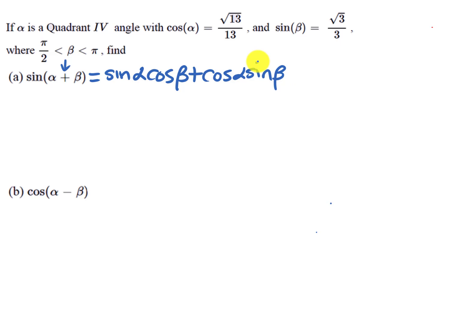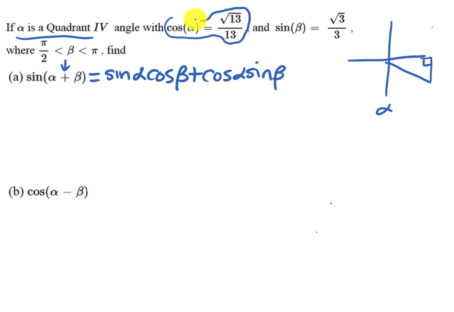Now, with the information we have, let's draw a couple triangles. First, we will do alpha. It is in quadrant 4. So we'll draw a triangle in quadrant 4, and we're going to label it so that the cosine of alpha is square root of 13 over 13. So adjacent, square root of 13 over hypotenuse 13.